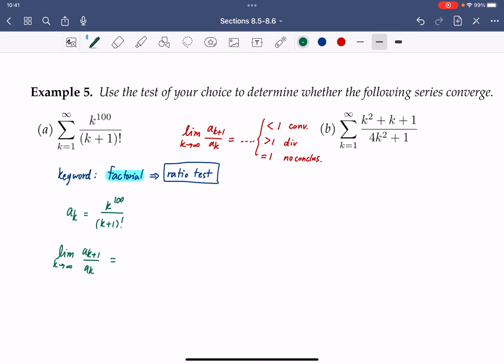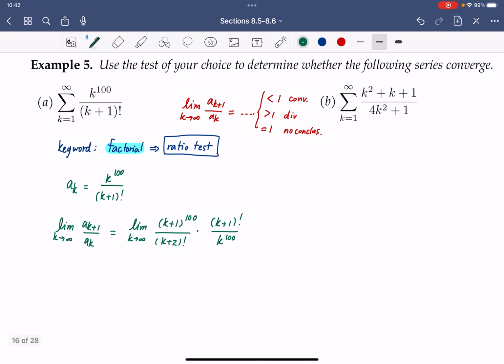And then now you plug in, it's going to be limit of (k plus 1) to the 100 over (k plus 2) factorial. This is a_{k+1}. And then over a_k, this is going to be (k plus 1) factorial over k to the 100. So basically, I start from plugging in k plus 1, and then I do 1 over a_k and flip it back, so it's going to get back to the thing that we have over there. So (k plus 1) factorial over 100, over k to the 100.